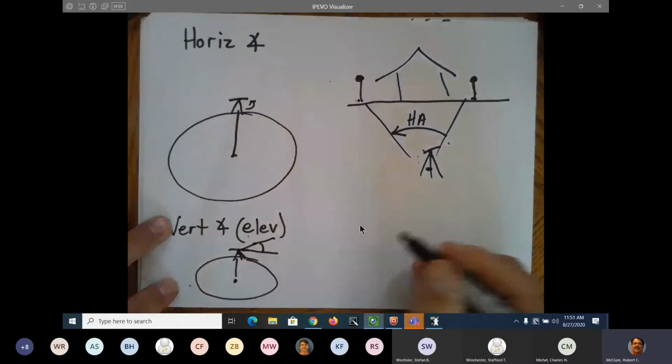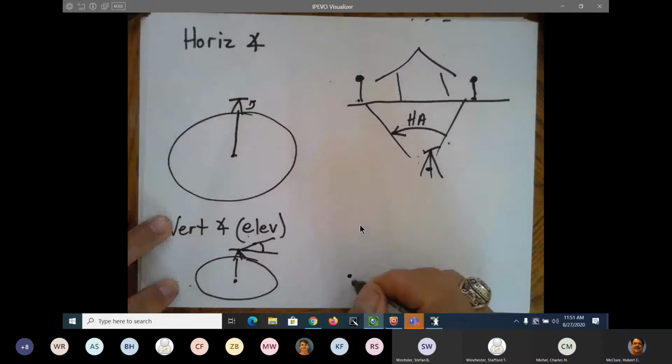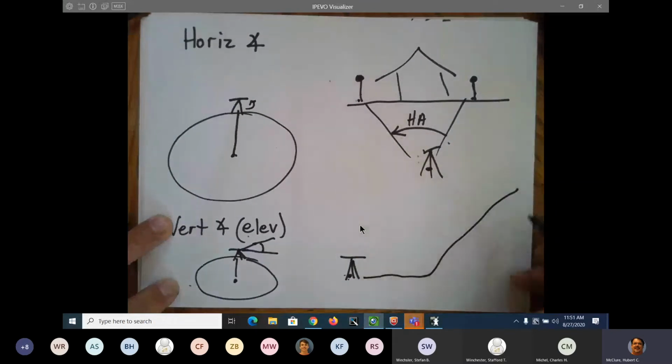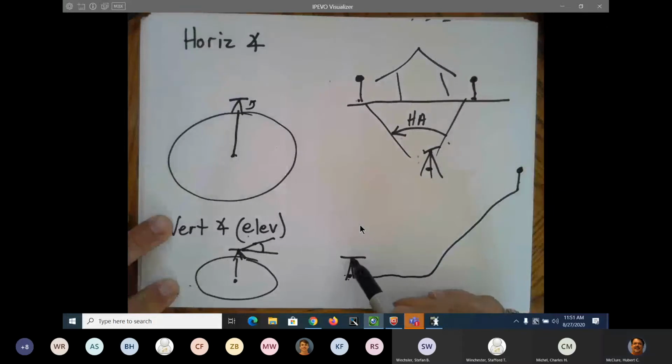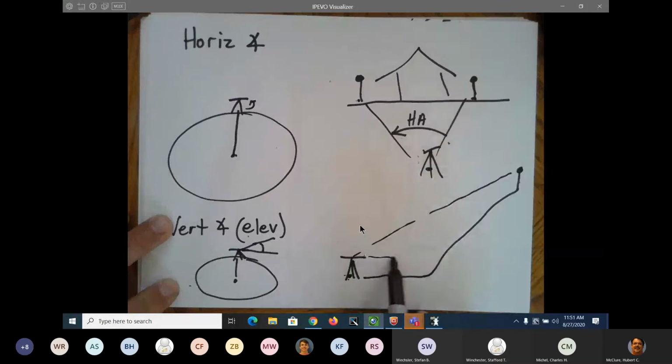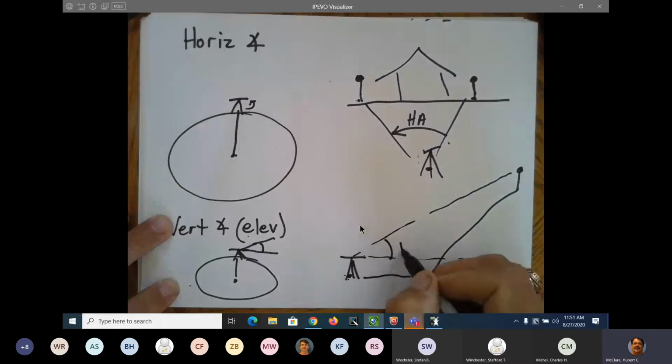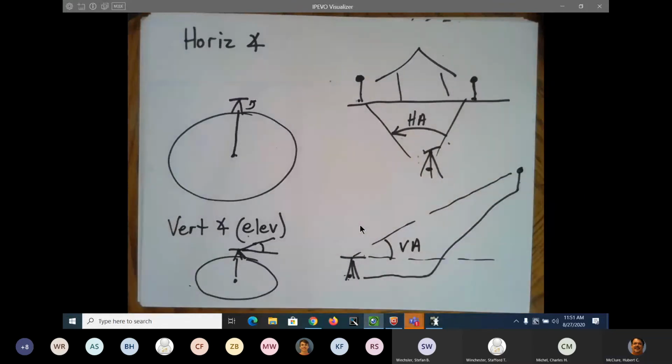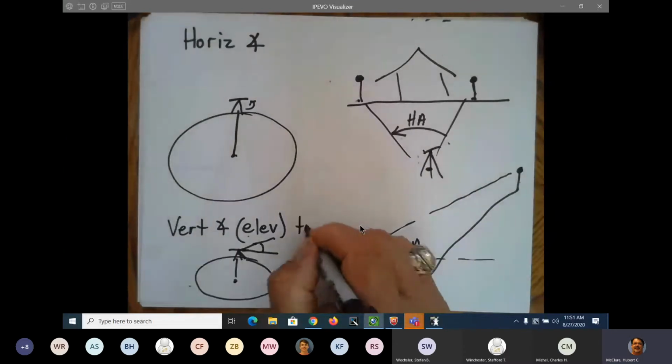So if you're sitting at the bottom of a hill, and this is your tripod, and there's the property, it looks like this, and then it goes up, and your guy's standing up here with the rod, this right here is a vertical angle. So vertical angles have to deal with elevation and topography.